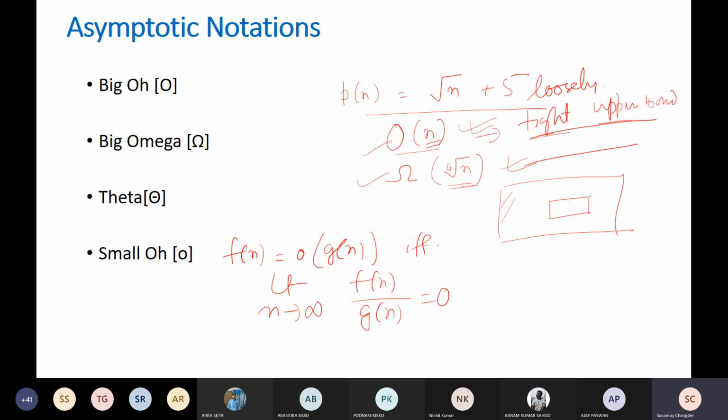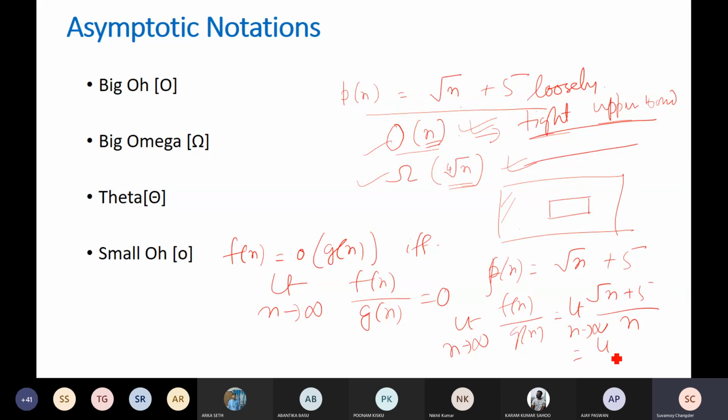So here in this case, let the polynomial P(n) equal root of n plus 5. Let f(n) by g(n), where we consider g(n) equals n, be root n plus 5 by n, and we take the limit on both sides as n tends to infinity. So here we get the limit as n tends to infinity of 1 by root n plus the limit of 5 by n. This is 0, this one is 0. So that equals 0.